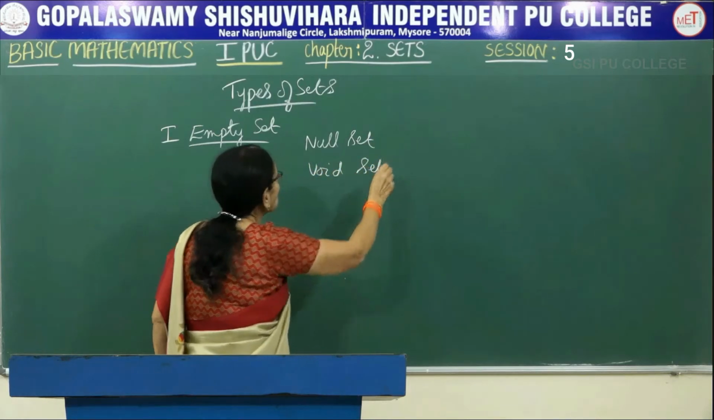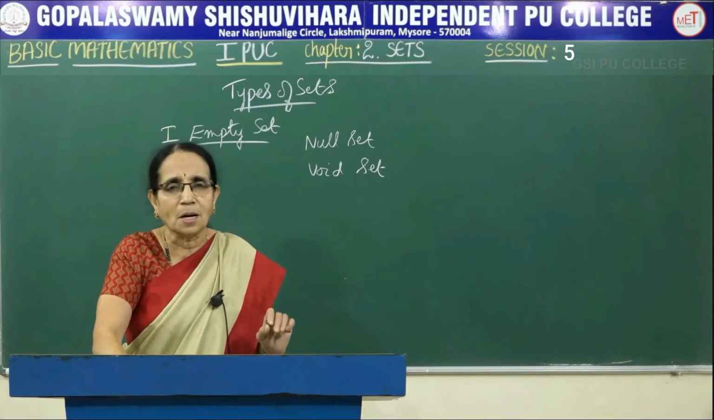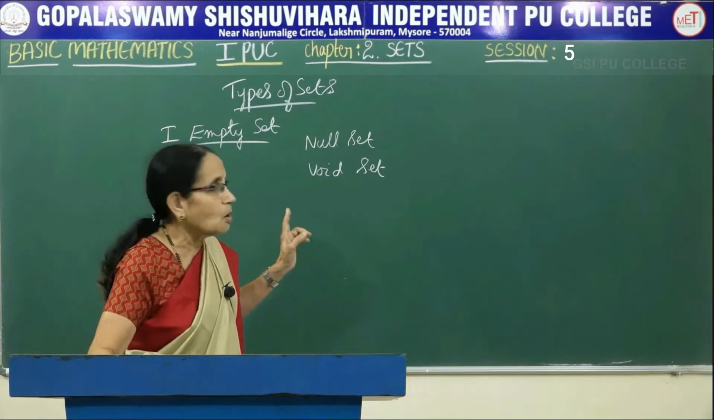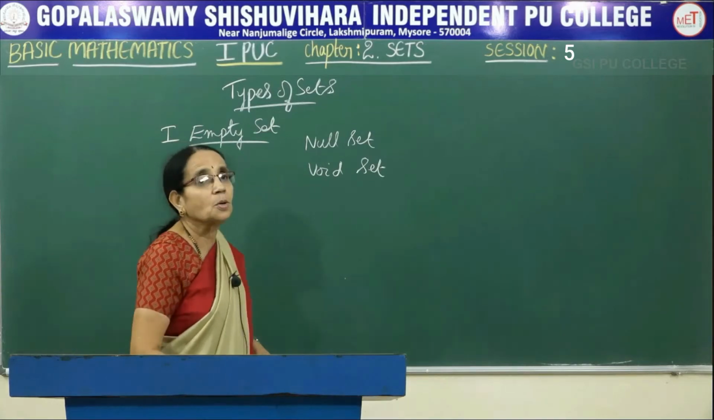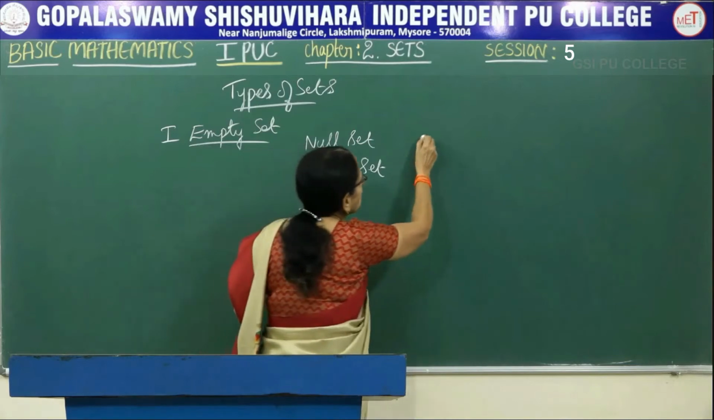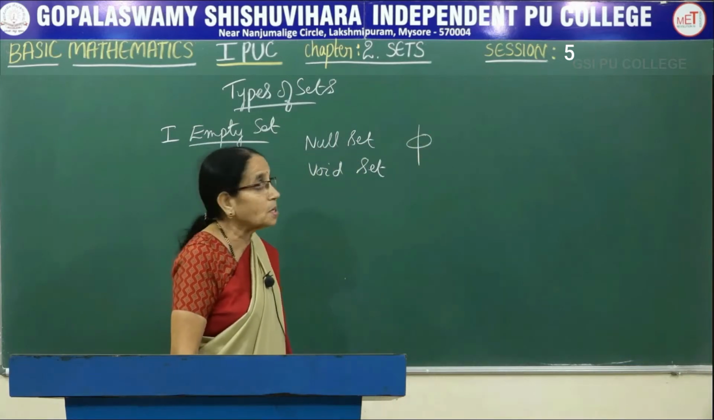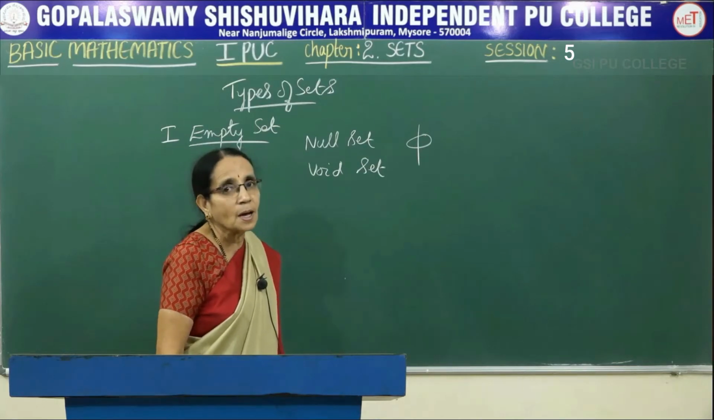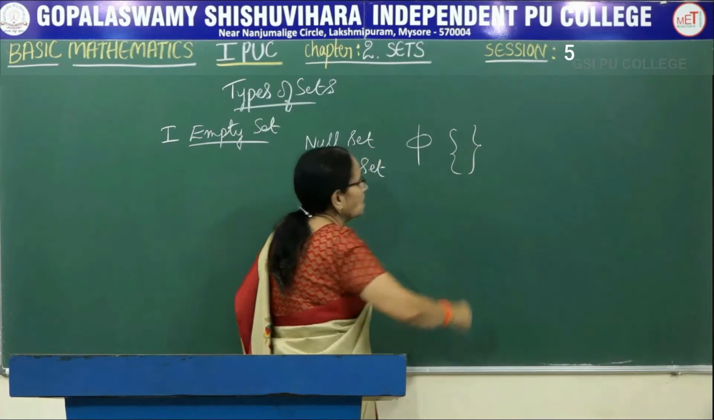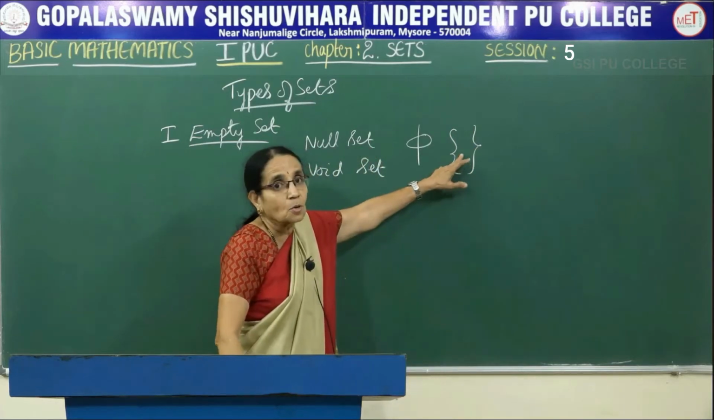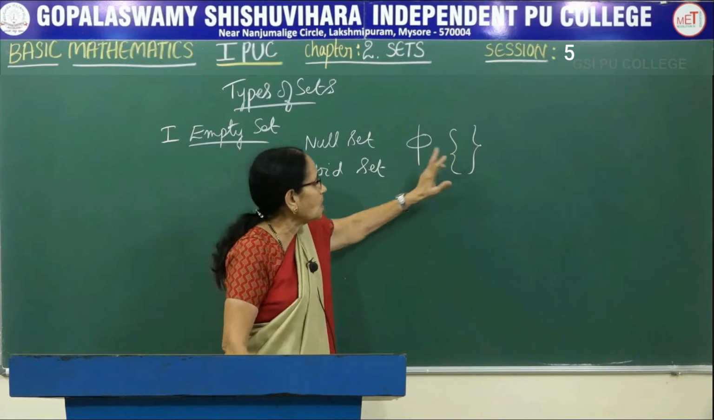All these words are used here. So, a set which does not contain any element is called an empty set or a null set or a void set. Next is how to denote it. We use this notation: the Greek alphabet phi, spelled PHI, or you can write empty brackets like this. Don't write 0 there. Nothing means don't write 0. If you write 0, that becomes an element here. So you have to be careful here.